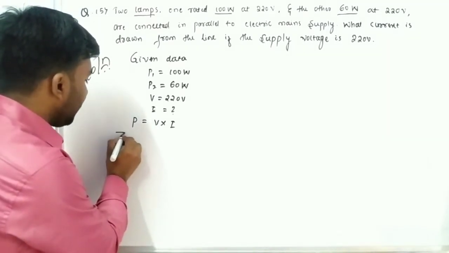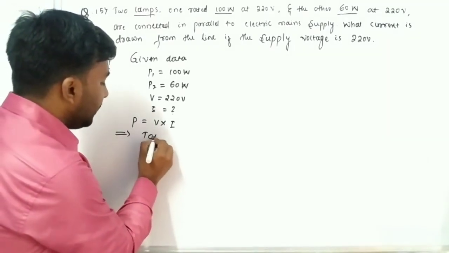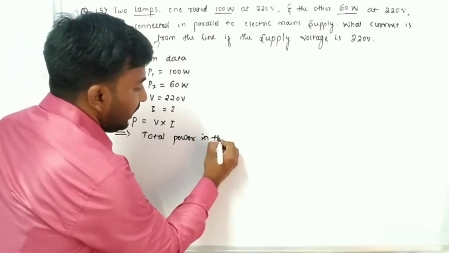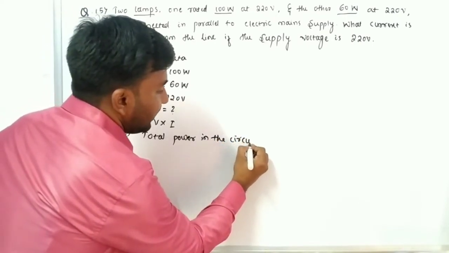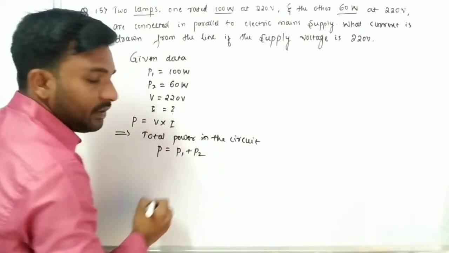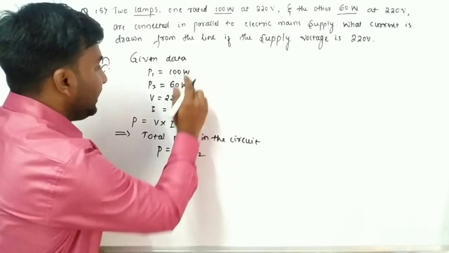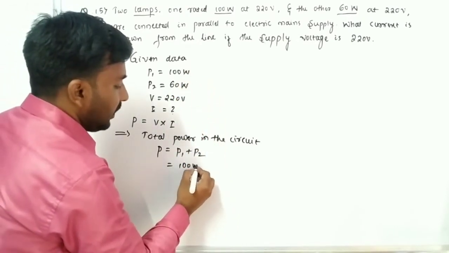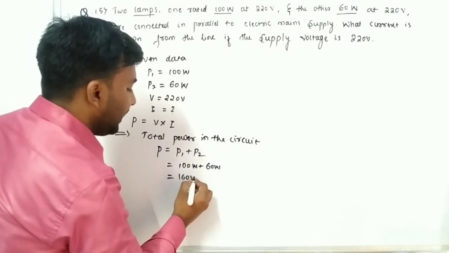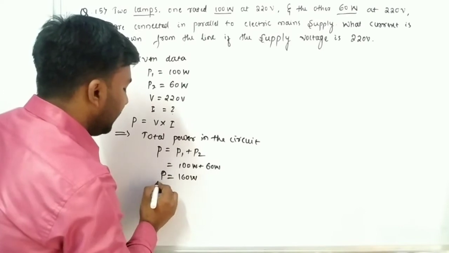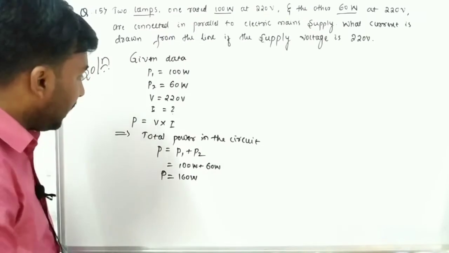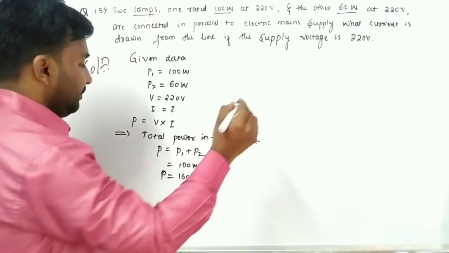So the total power in the circuit, P is equal to P1 plus P2, right? This is equal to P1 is 100 watt, P2 is 60 watt. Add these two, it is 160 watt. So the total power in the circuit is 160 watt. Now you can easily calculate the current.